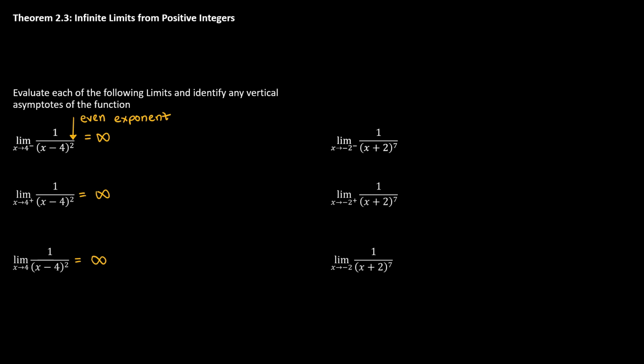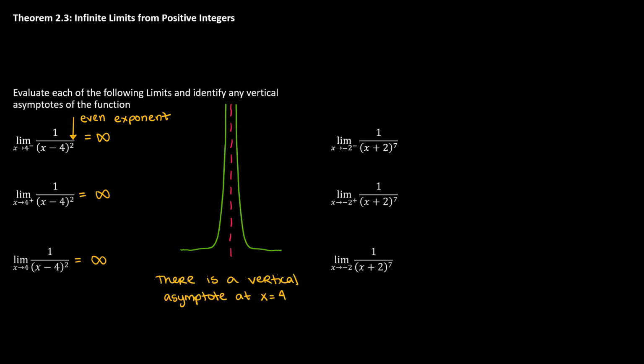If you have a function like this and you apply that theorem where we just look at the exponent and determine what the limit is equal to, then we can kind of reverse the logic and say we must have a vertical asymptote at the location where we are allowing x to tend to, meaning there's a vertical asymptote at 4. Let's take a look at the other function.